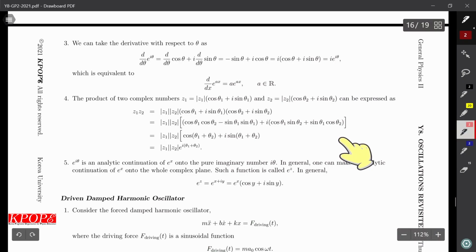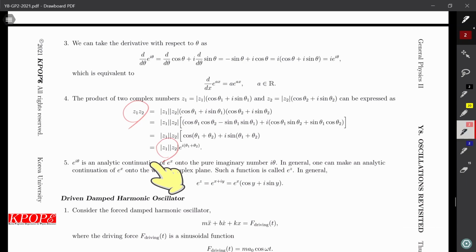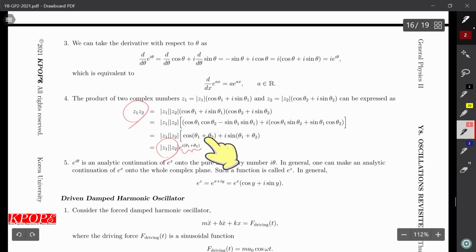In the phasor calculation, it is very useful to find the sum or the product of complex numbers. If you make a product, then the arguments of the exponentials add up. Hence, the product of two complex numbers has a magnitude that is the product of the magnitudes, and the argument is the sum of the two arguments.